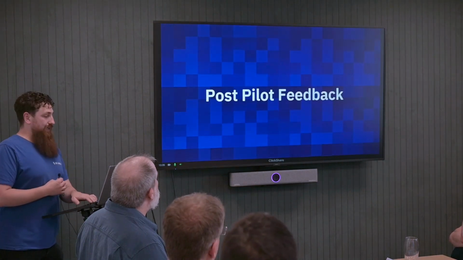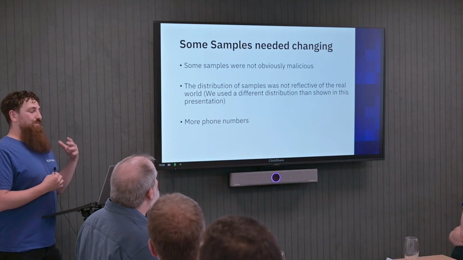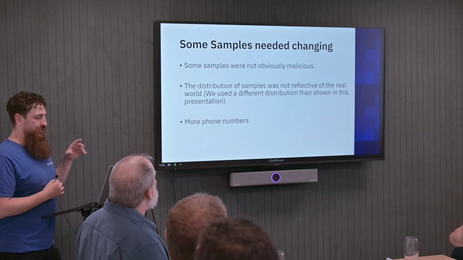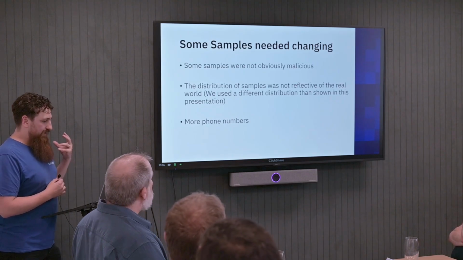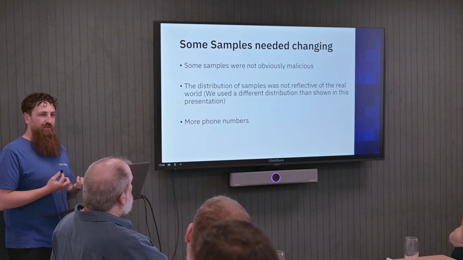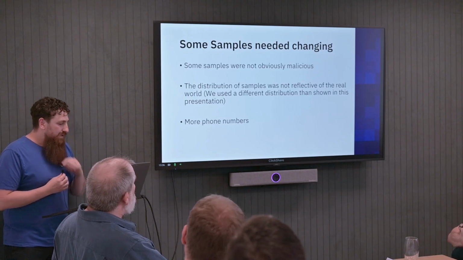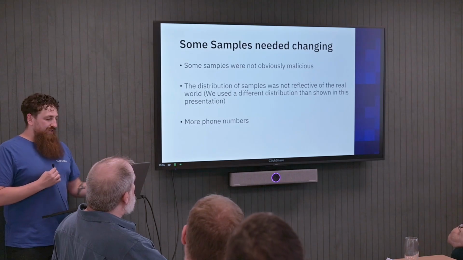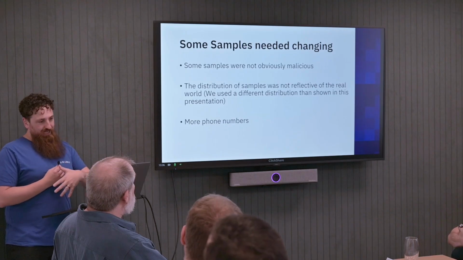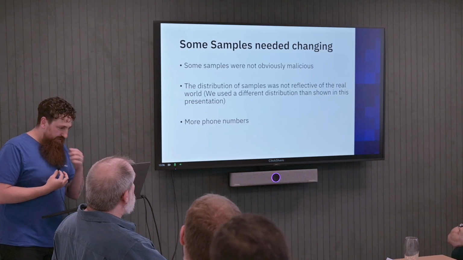So, post-pilot feedback. Some samples did need changing. Like I was just saying, some of the samples were not obviously malicious. As I mentioned earlier, the language needed to be very specific to be considered a scam, and samples which ended with a potential for further communication didn't quite fit that criteria, even if they seemed suspicious from my perspective. If someone believes that a particular contact is legitimate, there is the potential for them to set up scams later. But for anti-scam detection, that person would need to have asked for something specific.